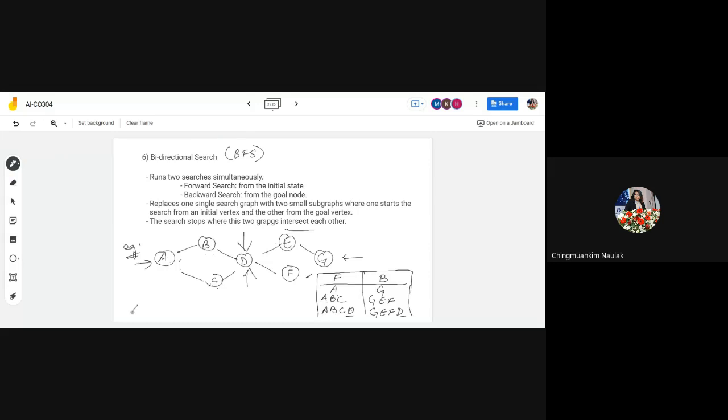And the final representation, you're going to do it this way. The forward search at the beginning, A, B, C, D, and then backward search is D, F, E, G. So after D you have F, E, and G. So this is the path after using bidirectional search.